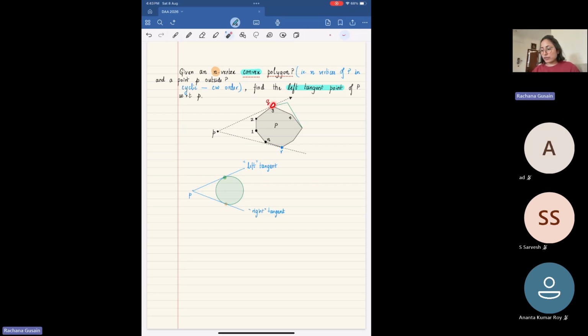So for this point, I'll do a CCW test on the point at index Q minus 1 and the point at index Q plus 1. So CCW(P, Q, Q minus 1) and CCW(P, Q, Q plus 1). Since they are to the right, if both of them are negative, it means that Q is the left tangent point. Is this clear to all?